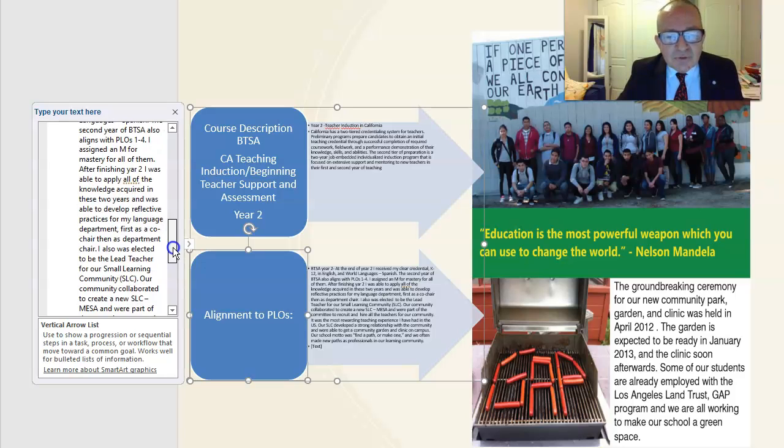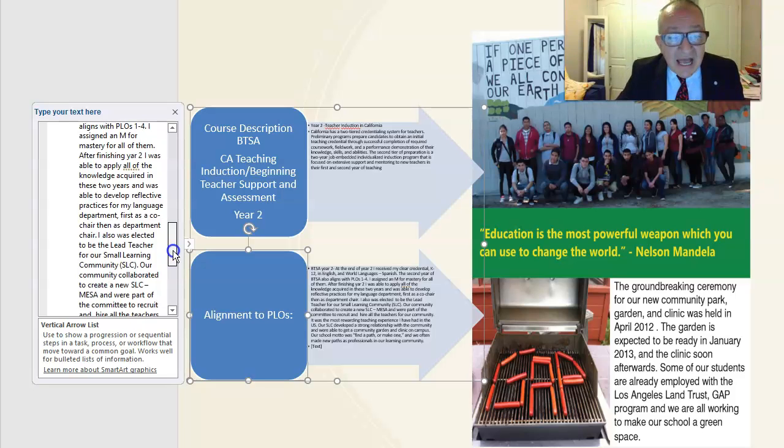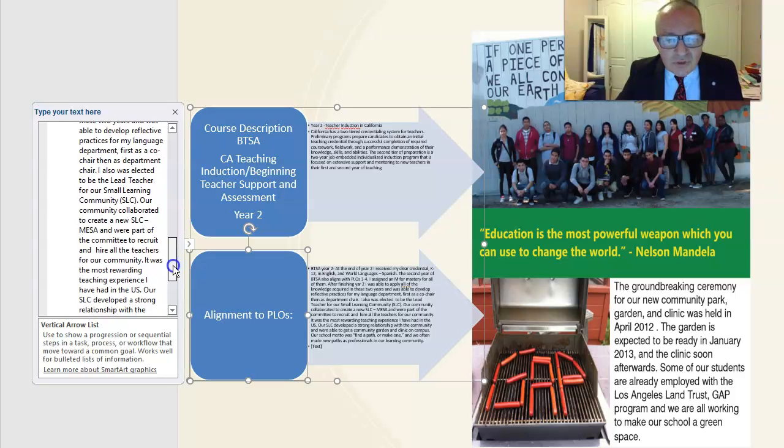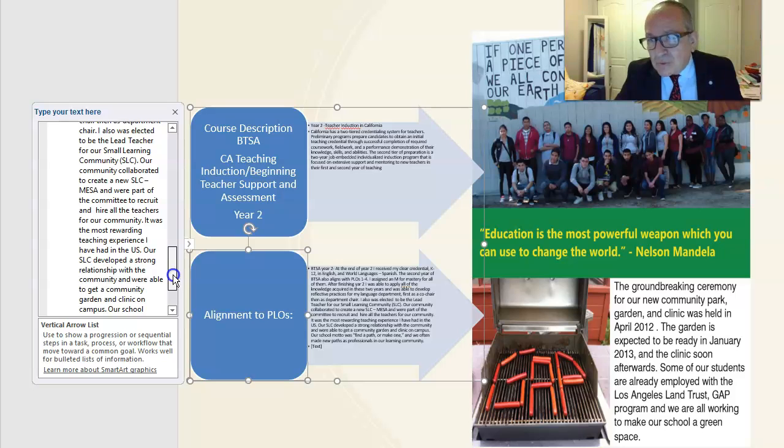and I was able to develop reflective practices for my language department. First as a co-chair, then as a department chair, and I was elected to be the lead teacher for our small learning community. At that time, my school, Fremont High School, was one of the largest in the US with around 5,000 students and 3 different tracks, A, B, and C.